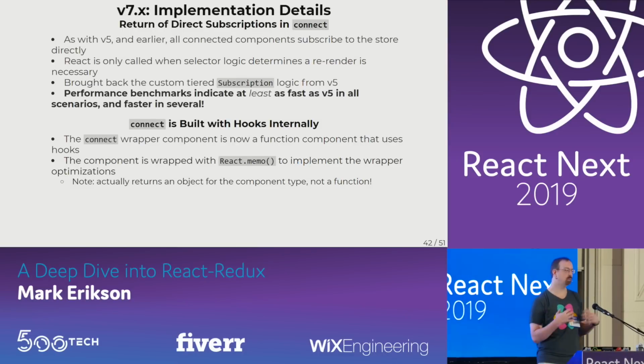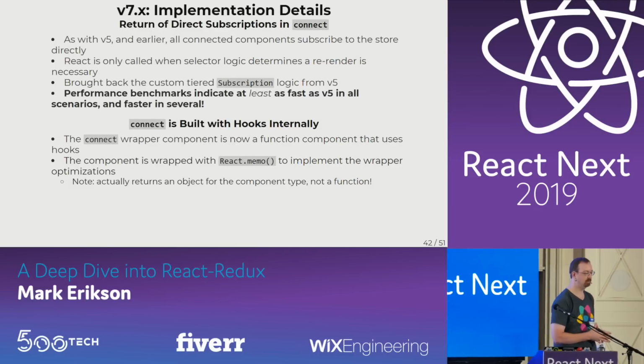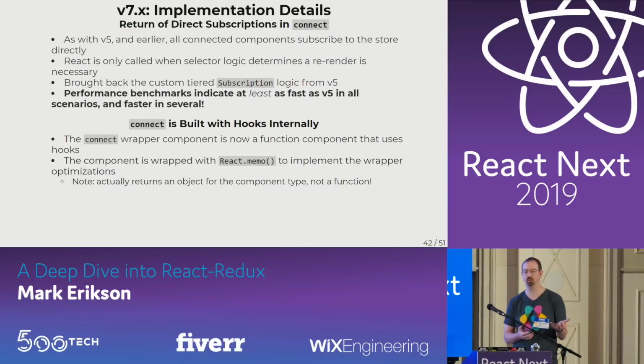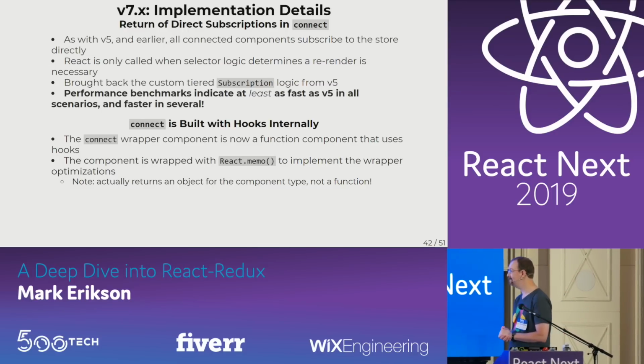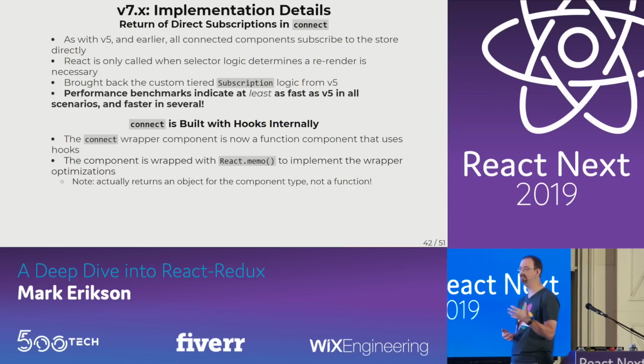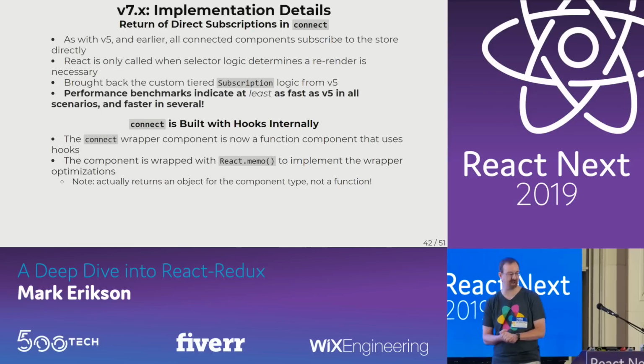So the key points for this one, we brought back direct subscriptions. So every connected component is now subscribing to the store directly again. That did mean that we had to bring back the custom subscription class that we had from version 5. In fact, I literally copy and pasted it from the version 5 code tree. And so the result of this is that version 7 is at least as fast as version 5 in all of our benchmarks, if not faster. The other really interesting thing is that Connect uses hooks internally. Previously, Connect was a class component, and now it is a function component that uses hooks.